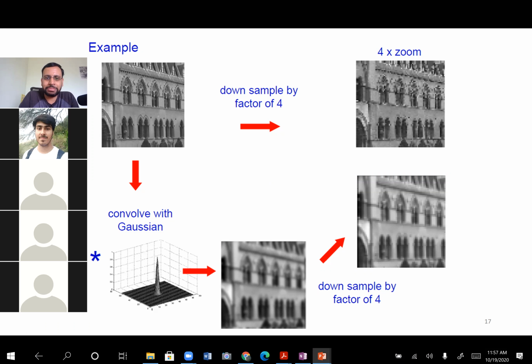But once your information is lost in terms of frequencies, it's very subjective to what extent you could recover it. Is that the answer for your question? Okay, sir. Good. Any other?